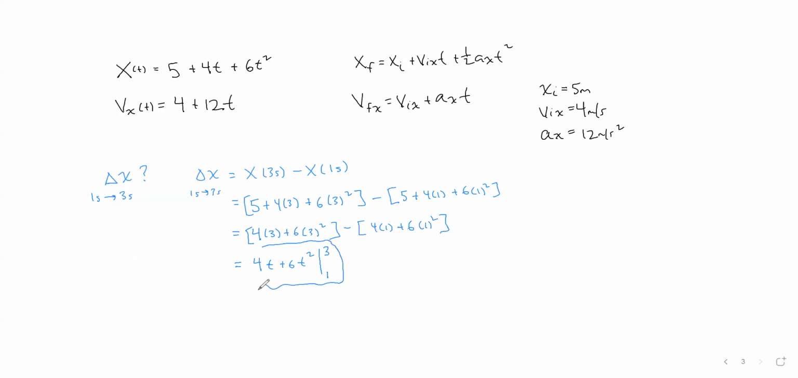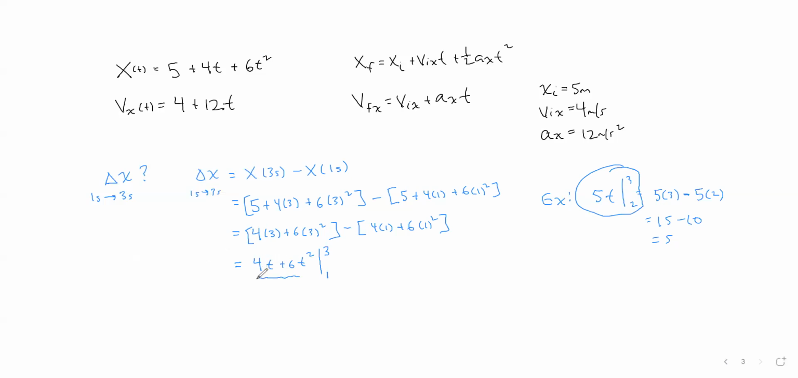What does this mean over here? It means plug in the top number, you get this, then subtract and plug in the bottom number, you get this. All right? It's just notation. I'll give you an example. Suppose I have 5t evaluated from 2 to 3. First, I plug in the top number, then I subtract and I plug in the bottom number. And this is 15 minus 10 equals 5. So 5t evaluated from 2 to 3 equals the number 5.